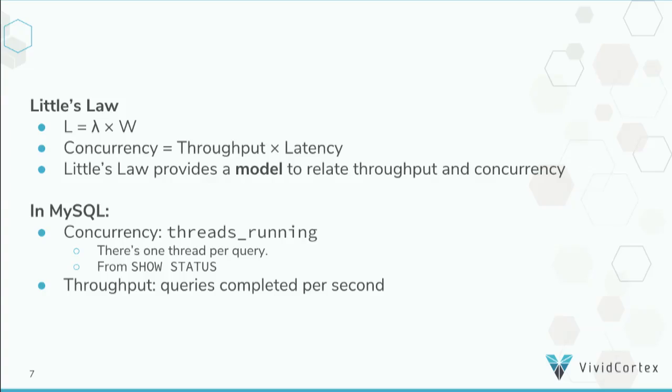For different systems, it's a little different, but for MySQL, that's what it is. Because there's one thread per query running, it's really easy to see how many queries are actually being processed within the system. It's just threads running. And for throughput, we're just using the queries completed per second. You're probably measuring these things already. And that's all we use to detect stalls in a system.